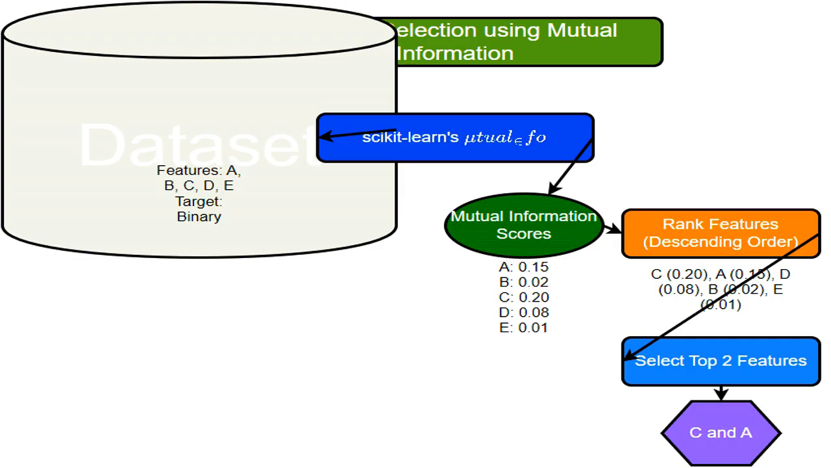I have a dataset with 5 features, A, B, C, D, and E, and a binary target, meaning there are only 2 possible outcomes, like yes, no or pass, fail. I'm trying to select the best features to predict the target.